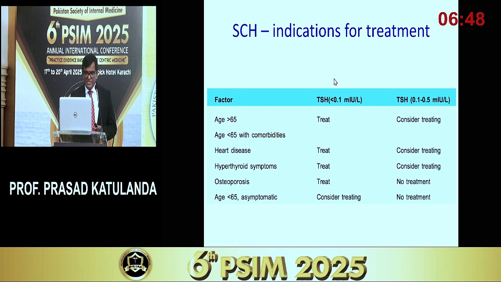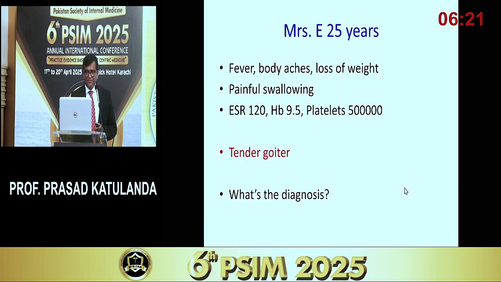When the TSH is very low, most of the time, except in the younger asymptomatic patients, it is recommended to treat. When the TSH is not so low, between 0.1 to 0.5, generally people who are above 65 or having cardiovascular comorbidities are recommended for treatment. Otherwise, young people, osteoporosis, generally not recommended by the ATA.